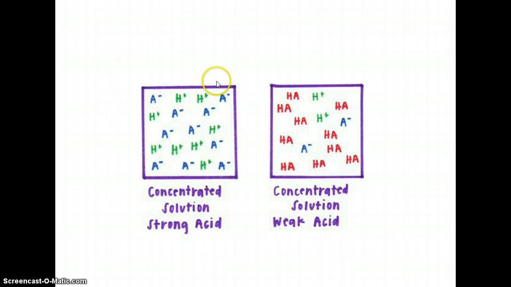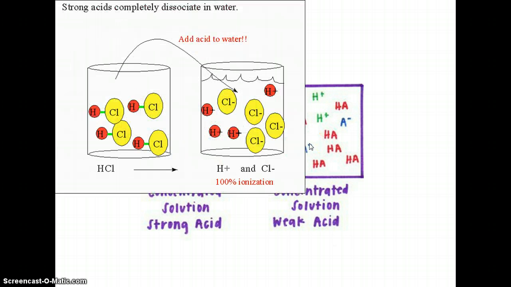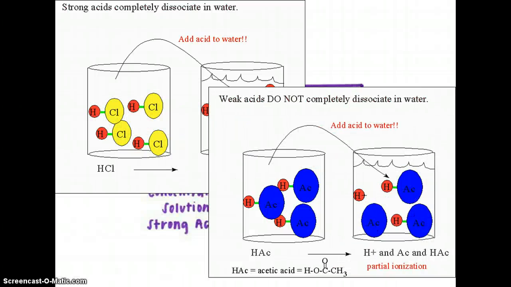All right, here's another depiction. So here we have a strong acid solution. You see all H pluses and A minuses, so it's dissociated. And here you see a weak acid solution. A lot of them are still bound, and then you have just very few dissociated. All right, again, add the strong acid to water, breaks apart completely, 100% ionization, and add the weak acid to water, and you see that you have several still bound. Only some of them, very few actually, will dissociate in water.